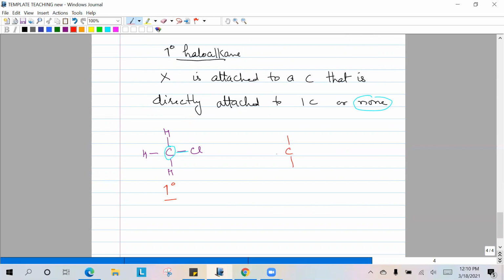But if you have it like this, now what are we focusing on? We are focusing on the carbon that carries the halogen. It is directly attached to only one carbon atom. This carbon may be attached to any other thing, we don't care. But the carbon that carries the Br group, the halogen, is attached only to one carbon. So this also is primary, one carbon.